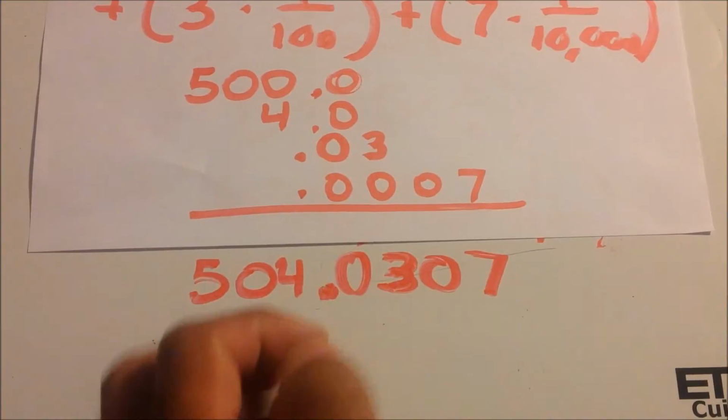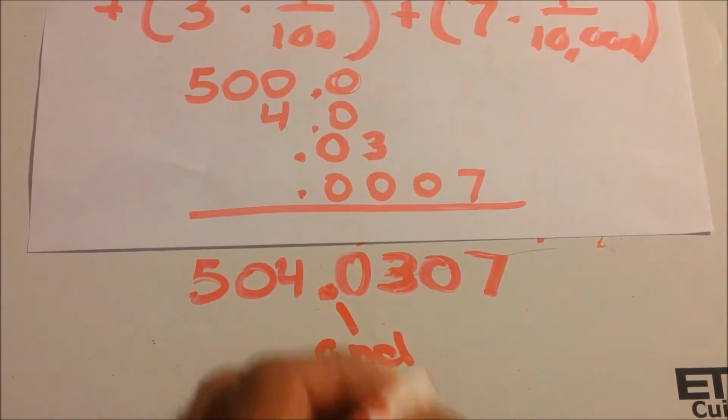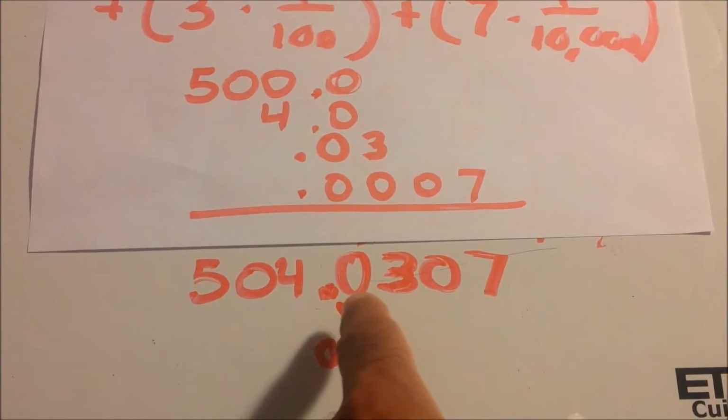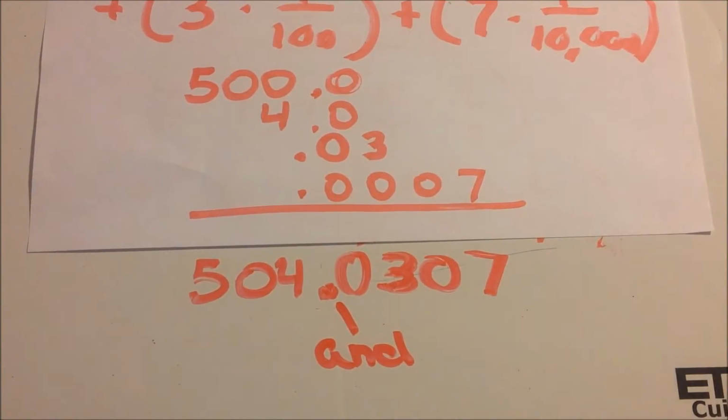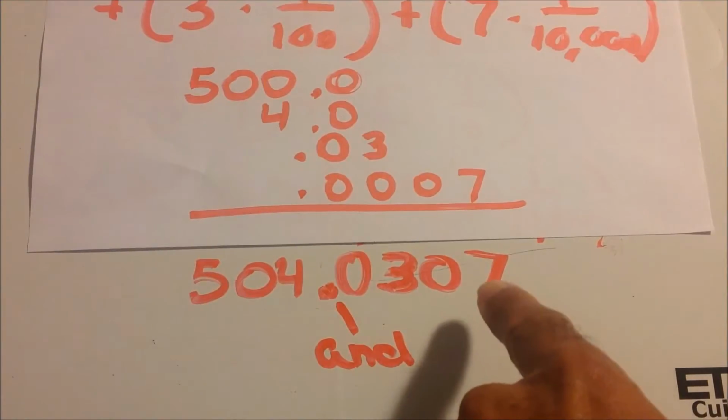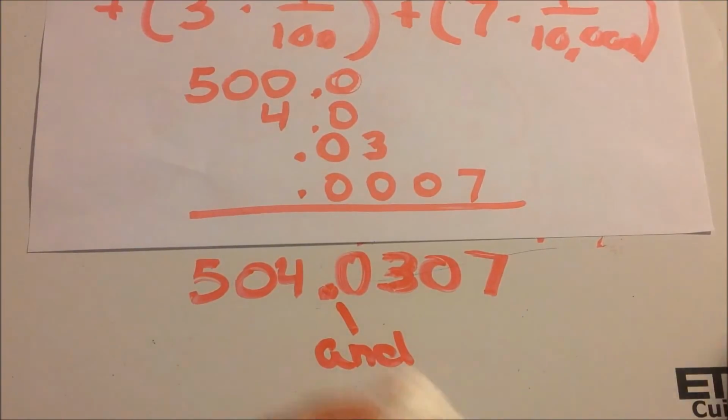504 and. Remember, the decimal means "and." 504 and, and then just read the number. 307 what? Find the last place value. 307 ten-thousandths. Excellent. Let's see if we can read a few more. I'll erase this over here.